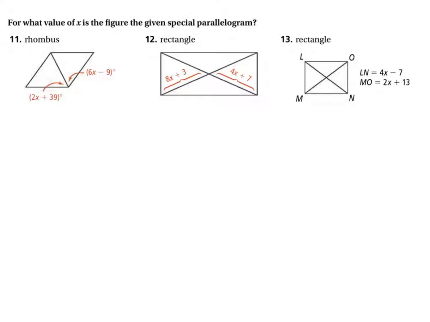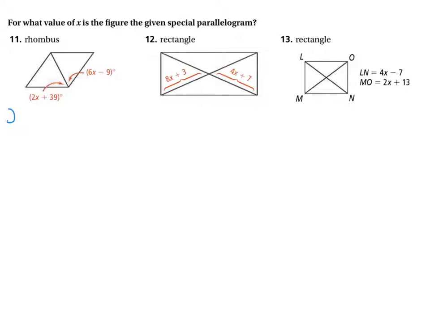All right, so for what value of x is the given special parallelogram? Well, for number 11, they are showing that these two angles here that are formed by the diagonal have these particular algebraic measurements. And we know that rhombuses bisect the angles at the vertices that the diagonals are spanning between. So that means that 2x plus 39 must be equal to 6x minus 9, and we can actually write that out and start to solve it.